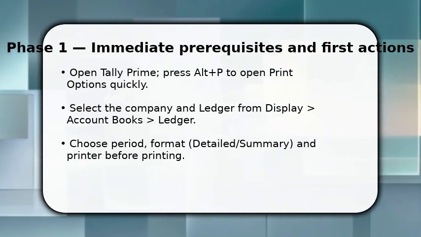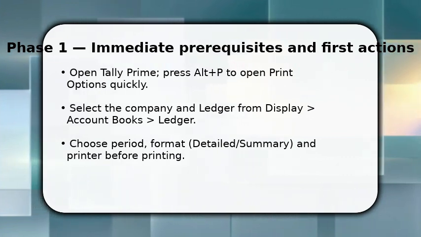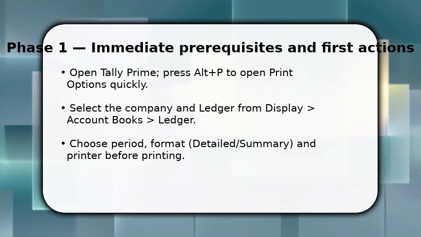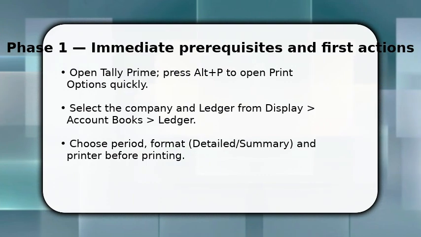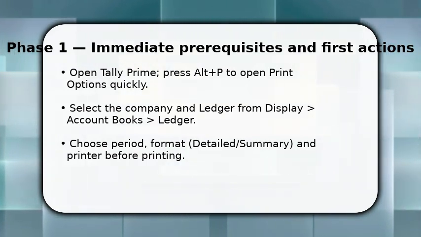Now press Alt+P to jump into print options. Make sure your printer, paper size, and format, detailed versus summary, are chosen. This matters because format controls what columns print, and correct printer settings prevent cutoffs. Set the date range next, so only relevant entries appear.